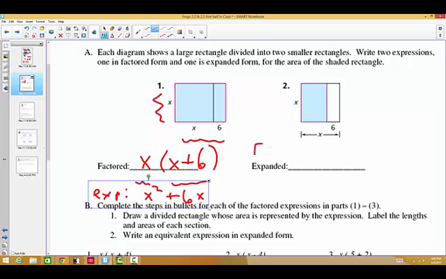And in number 2, let's go ahead and write the factored form first. That's way easier. This means that you are subtracting 6, so x times x minus 6. And then if you distribute that, you would have x squared minus 6x.